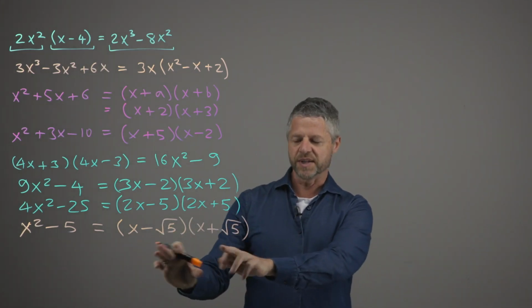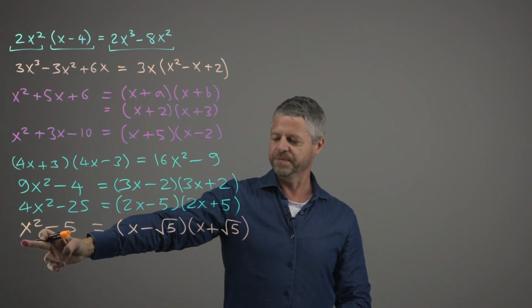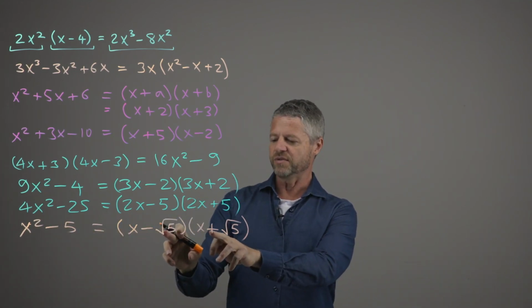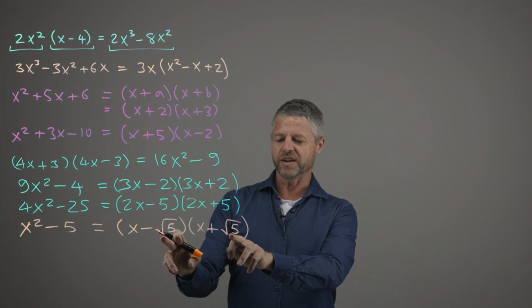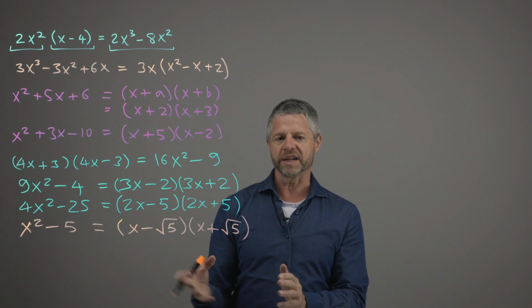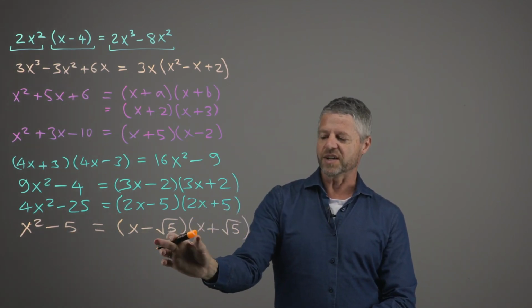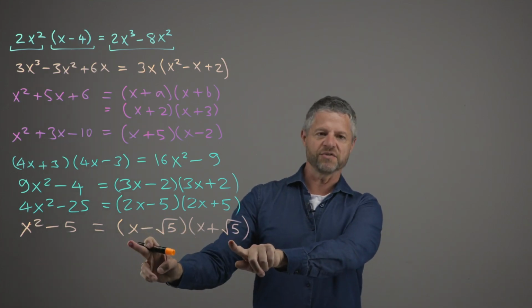And just checking that we did the right thing, x times x gives us the x squared, and then we've got minus root 5 times plus root 5. Multiply those together and we'll get minus 5. And then we've got minus root 5 times x, which will cancel with plus root 5 times x.